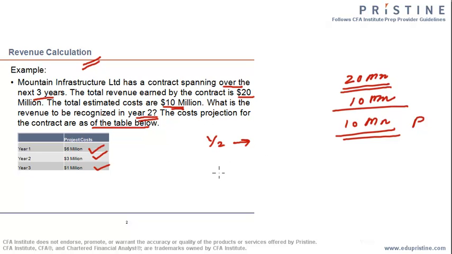Now here year 2 expenses are 3 million. So 3 million has been expensed out of the total cost of 10, multiplied by the total revenue, which is 20. So what would be the revenue being recognized? It would be 3 divided by 10 multiplied by 20, which is 6 million. So effectively you will account for 6 million of revenue in the second year of operation.